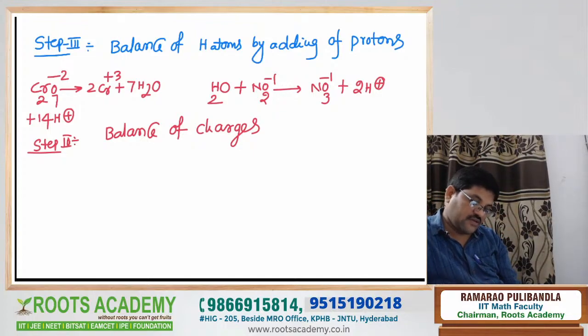It's an understanding topic. So balancing of charges. Reduction, by what? Here, simple logic. Here 6 is there. 2 into plus 6 is plus 12, that becomes plus 6.